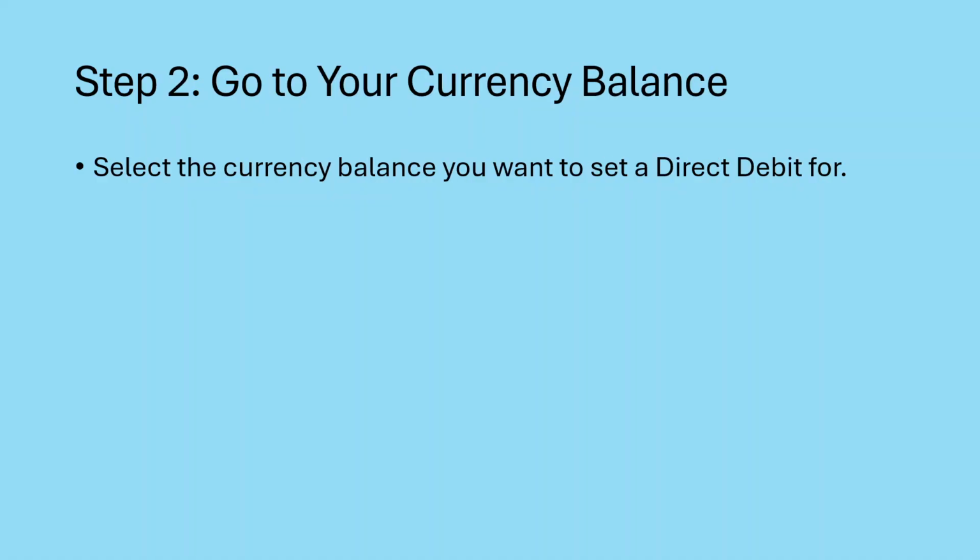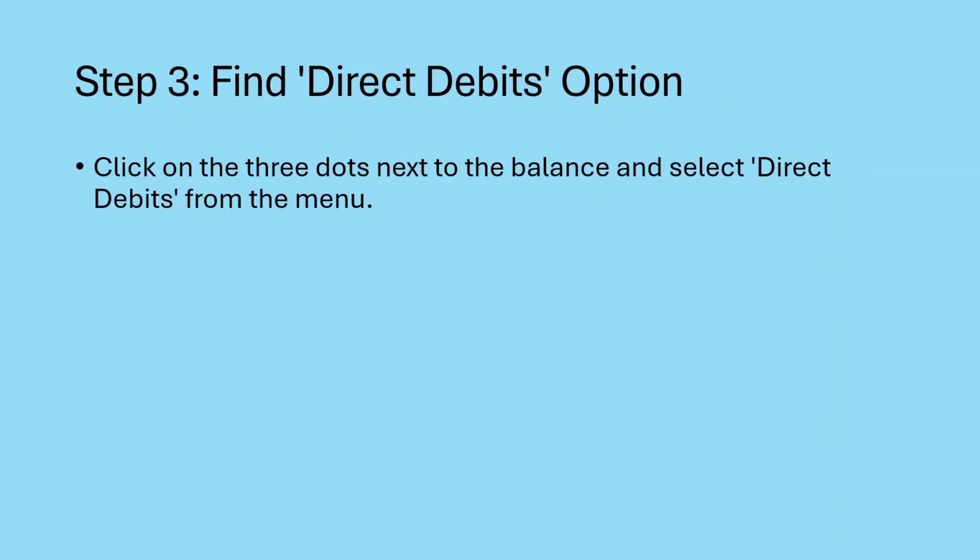Step 2. Go to your currency balance. Select the currency balance you want to set a direct debit for. Step 3. Find the direct debits option. Click on the three dots next to the balance and select direct debits from the menu.